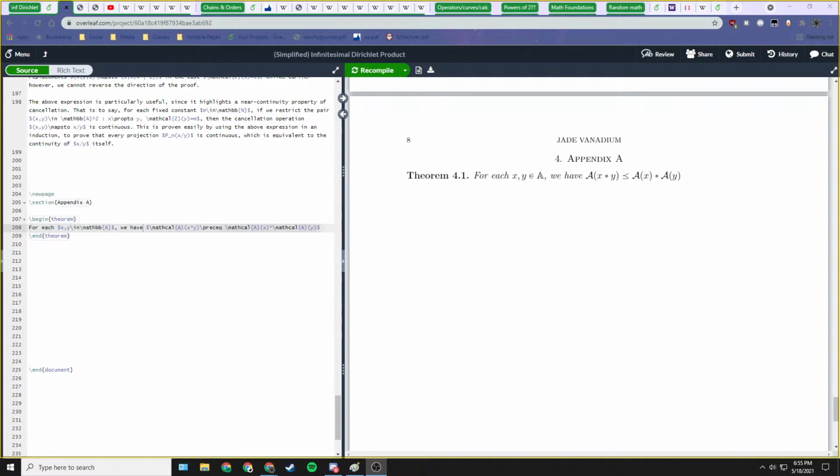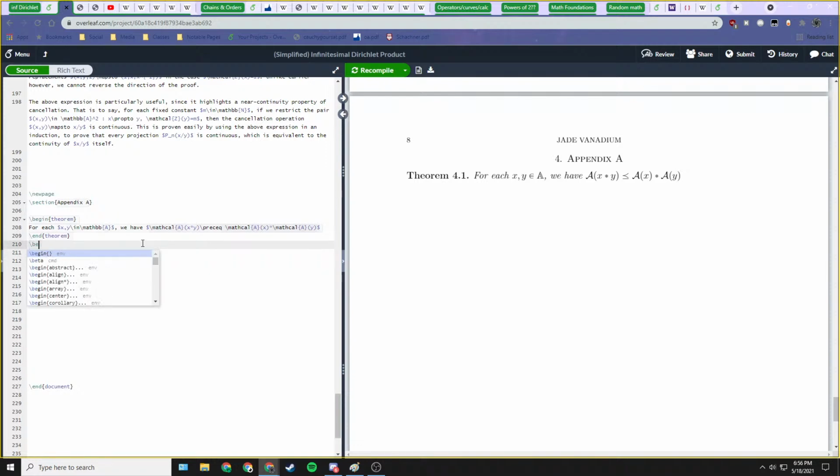I hope that's not too weird looking. Yeah, that looks fine. Okay, so I'm over here typing on the left side, on Overleaf. On the left side, I've got the LaTeX code. On the right side, we've got our theorem that we're going to be proving.